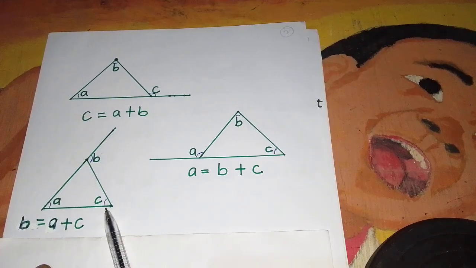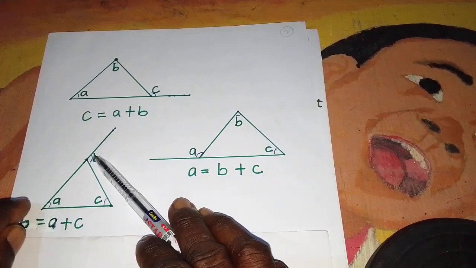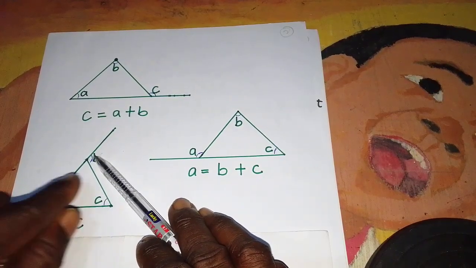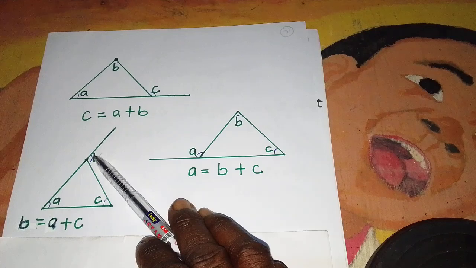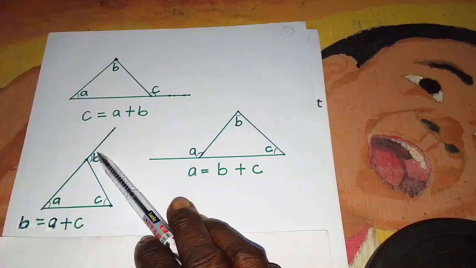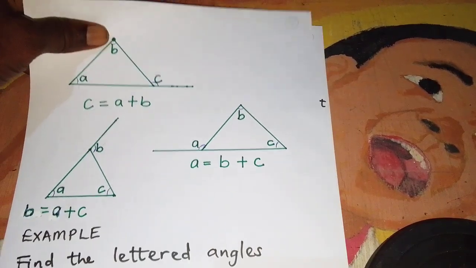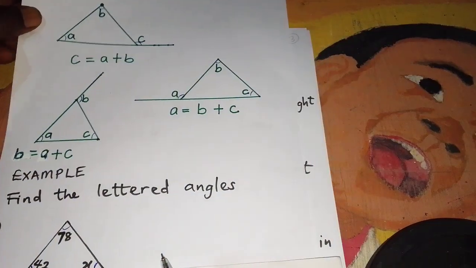So it depends on the exterior angle outside the triangle we are talking about, and if you add the two opposite angles to that exterior angle, it is always the addition of the two opposite interior angles. Now let's look at some examples for clarification.